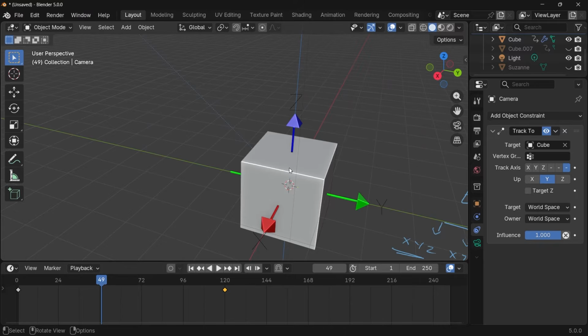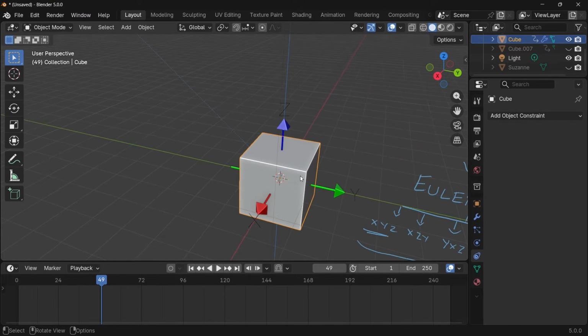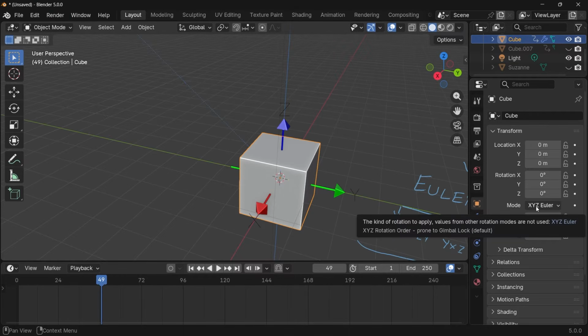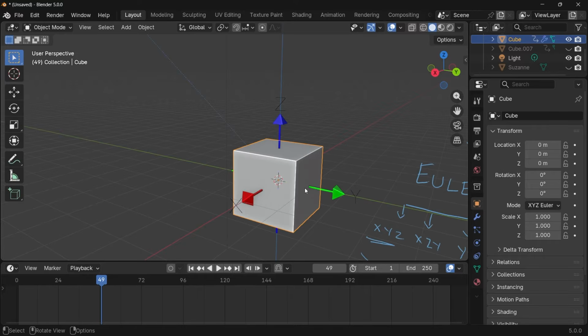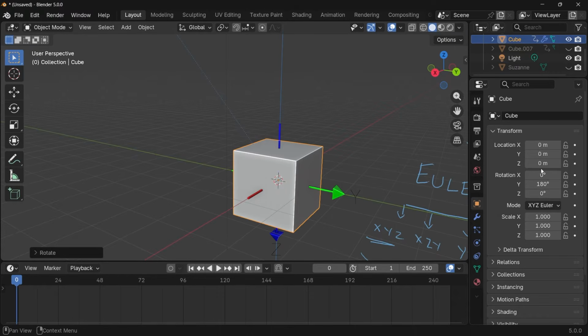And I personally don't know how you can do that for the track to constraint, but if you are manually keyframing rotations, you can simply change the mode to a different mode to prevent that. And now let's talk about another problem that sometimes occurs with this particular mode of rotation. And that's the fact that you could have the exact same rotation via different values over here.